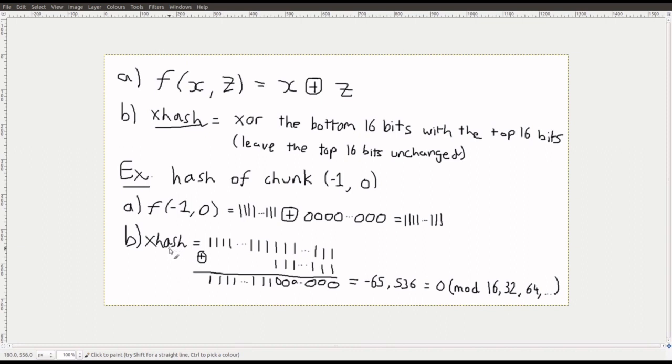But then the X hash, which is what the hash set really uses, you get the original hash code here, which is all 1s still. And then you take the top 16, so that's this bit here, and you copy them down to here, and then do this XOR. So 1 equals 1, that means the XOR goes to 0, 0, 0, like this, so there's 16 bits of zeros in the bottom, and then these ones are left unchanged on the high bits, so these are 16 bits of 1s on the top. And so 16 ones and then 16 zeros happens to be the binary representation for minus 65,536, which is a multiple of 16, 32, 64, and so on. So this chunk position would actually fall in bucket 0 of the hash set.